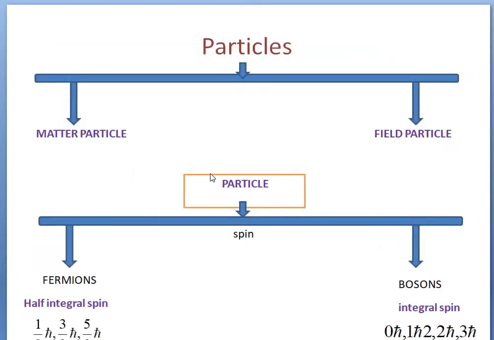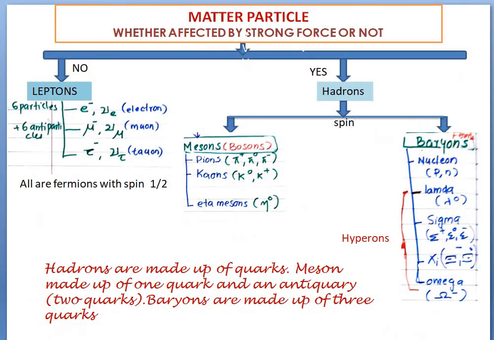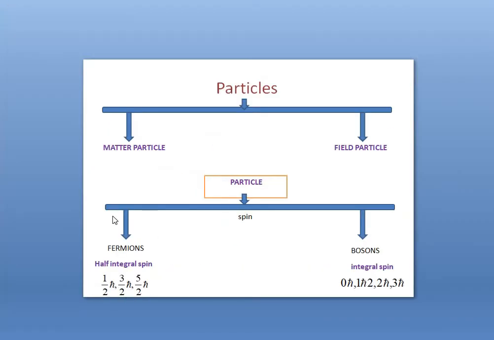So let us discuss the classification of particles. Normally, it depends upon the spin. We already know spin, the intrinsic spin of the particle. We can classify particles into two, that is fermions and bosons. Fermions have half integral spins and bosons have integral spins. So half integral spin means half h cut, 3 by 2 h cut, 5 by 2 h cut, etc.